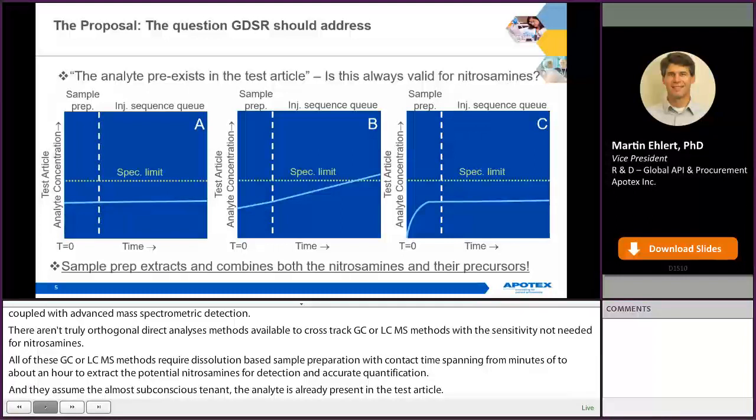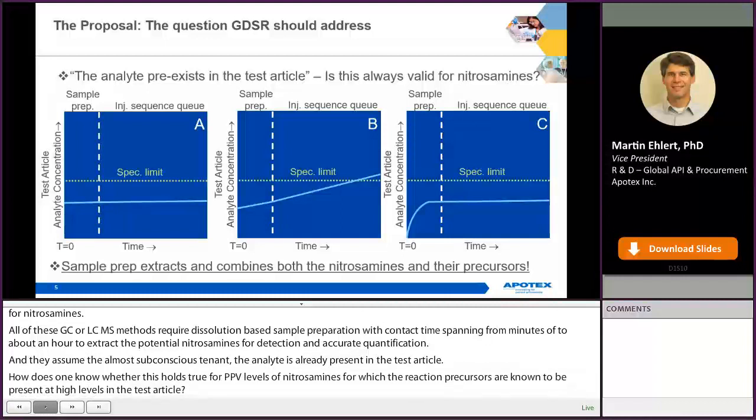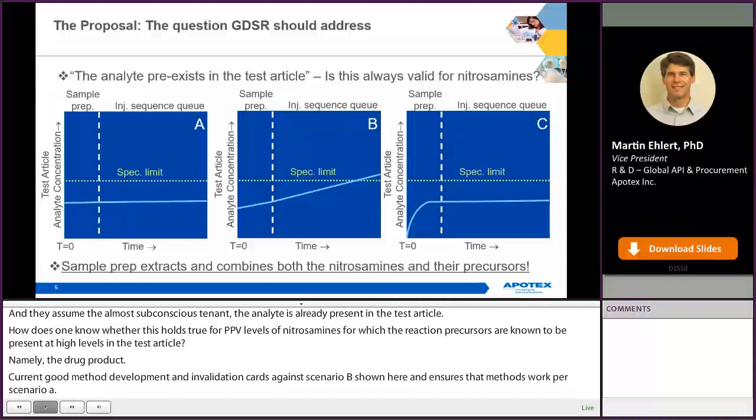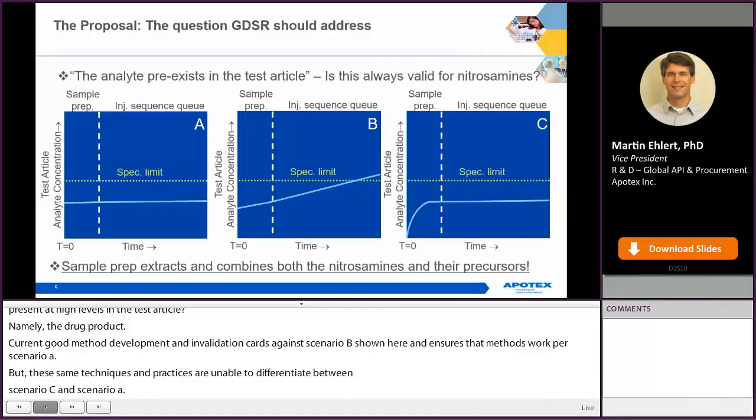Current good method development and validation guards against scenario B, shown here, and ensures that methods work per scenario A. But these same techniques and practices are unable to differentiate between scenario C and scenario A. We believe that funding research into the prevalence and severity of scenario C for nitrosamines in drug products would be money well spent and could help to avoid some unnecessary recalls or product withdrawals, which is to the benefit of patients, the agency, and industry alike.